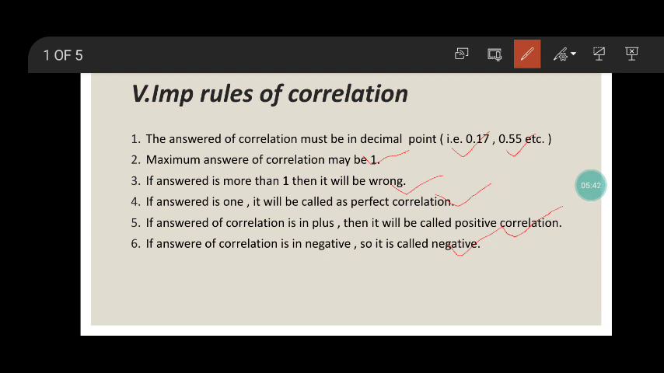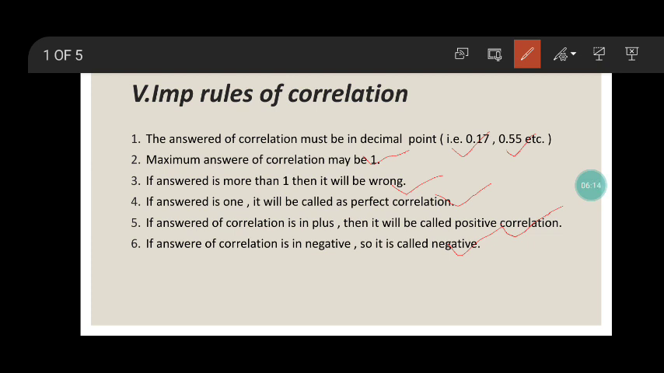So in this case, you can refer that if whatever answer you have calculated is negative, you can say that there is negative correlation between the given variables. Like if you have calculated the correlation between price and demand, and you observe that when the price increases by 50%, demand declines by 50%.